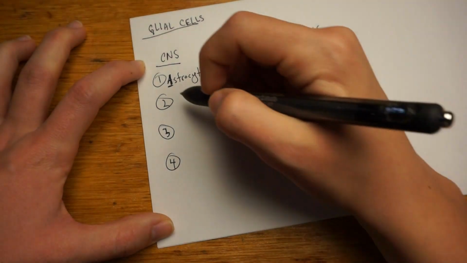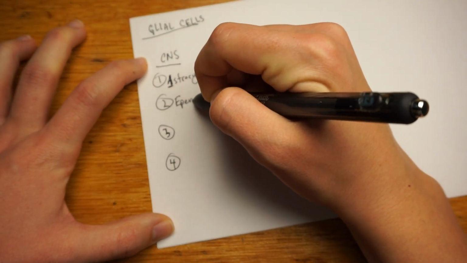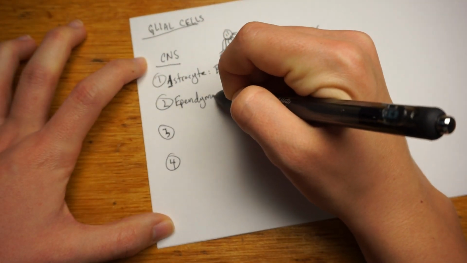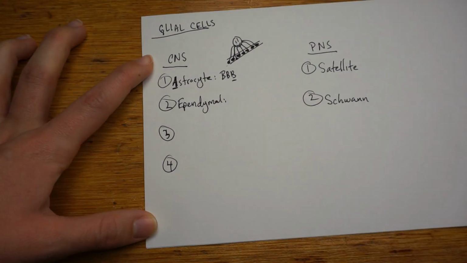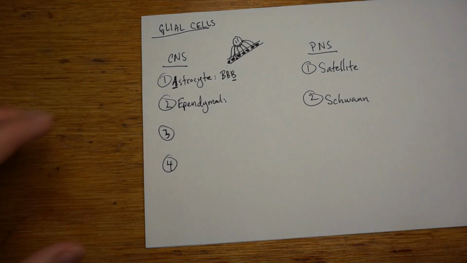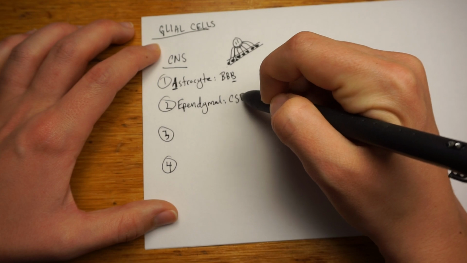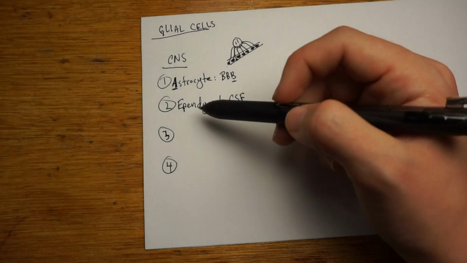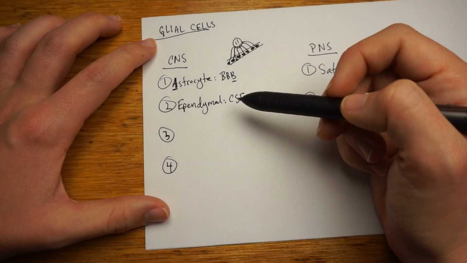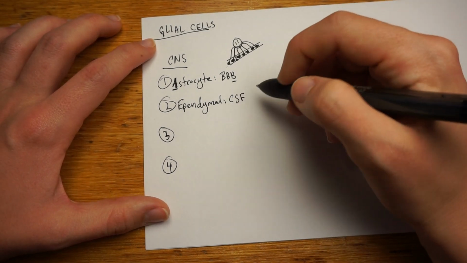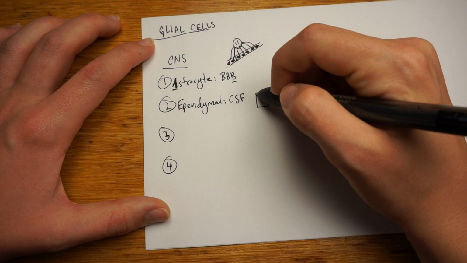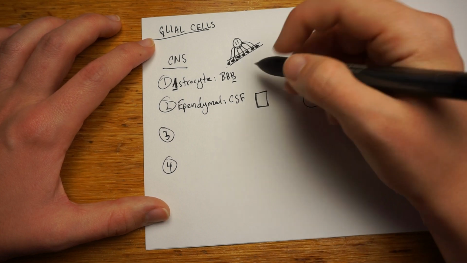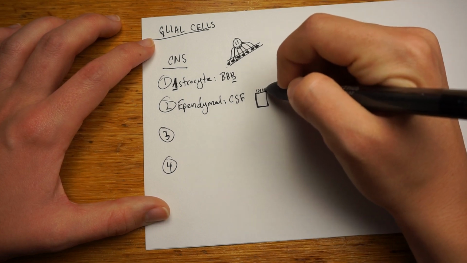Okay, the next one is that I like to think of. These are in no particular order, by the way, just how I think about them. Ependymal. So this is CSF, which we know is cerebrospinal fluid, and this cell produces and circulates cerebrospinal fluid. And how it looks like is this. Here you have a cell, right? And then it has these little projections here.